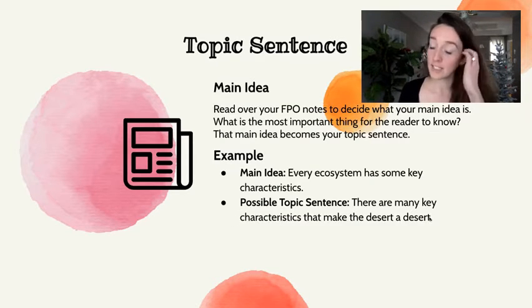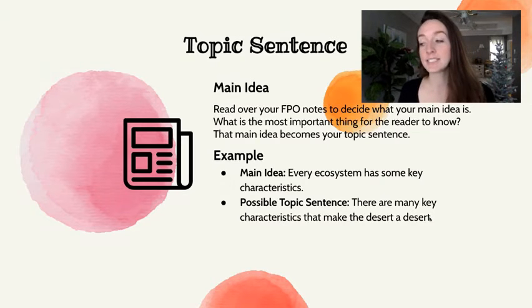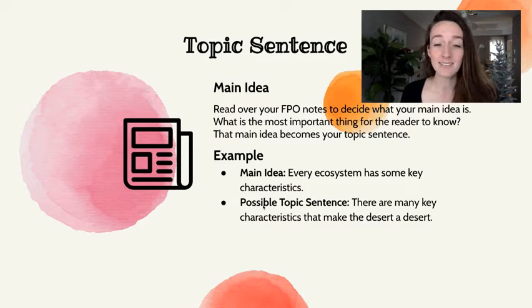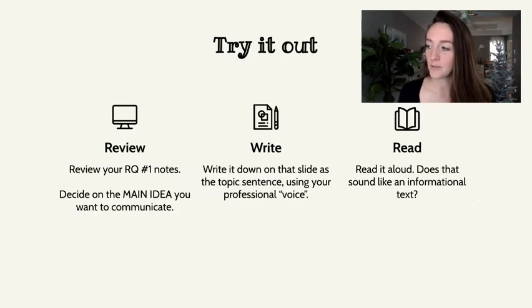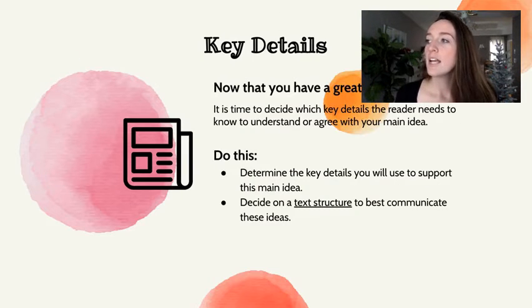It's not getting into all of those details, it's just telling you that they exist. And so, for example, if you were studying the desert ecosystem, for the RQ number 1 section, your topic sentence, the first, maybe second sentence in your paragraph might be something like, there are many key characteristics to make the desert a desert. Very basic. That's your topic sentence. That's your main idea of that section.